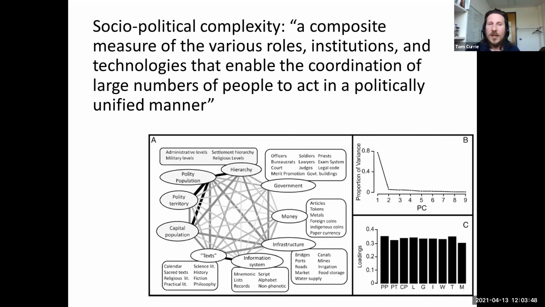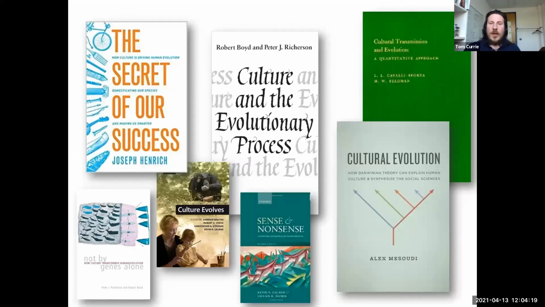And we talk about it as a composite measure of the various roles, institutions, and technologies that enable the coordination of large numbers of people to act in a politically unified manner. So basically the argument is that if you don't have these various things that help structure your society, once you get beyond a certain size, then you can't work efficiently, and you can't coordinate things properly. So that's a big picture of what we're talking about here.